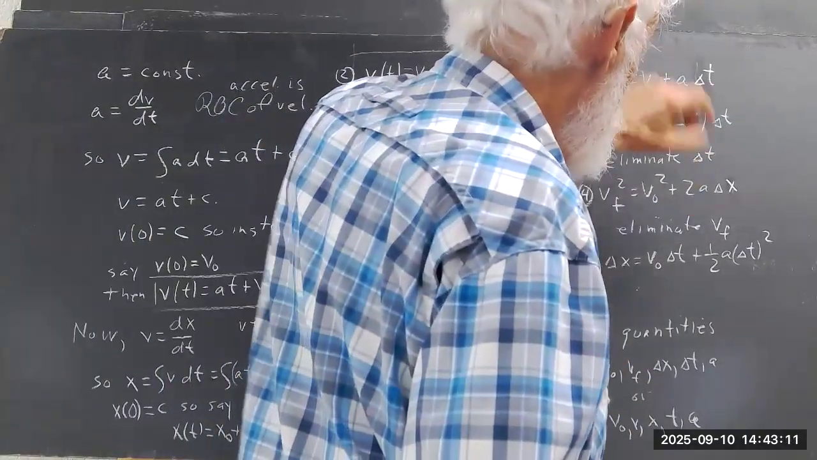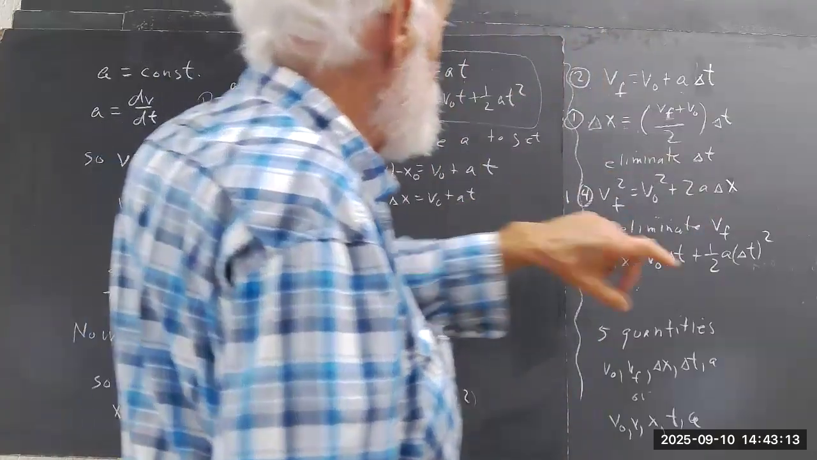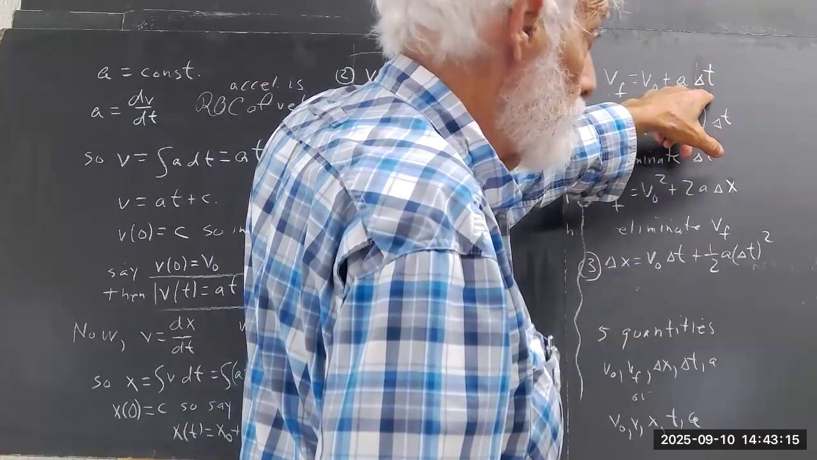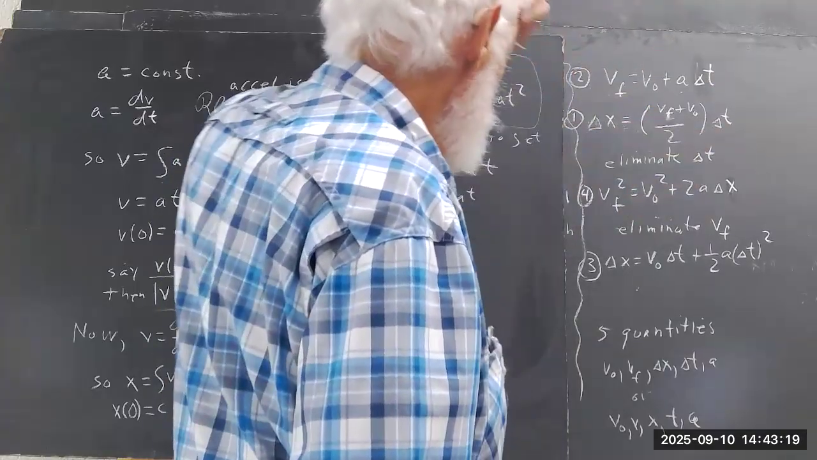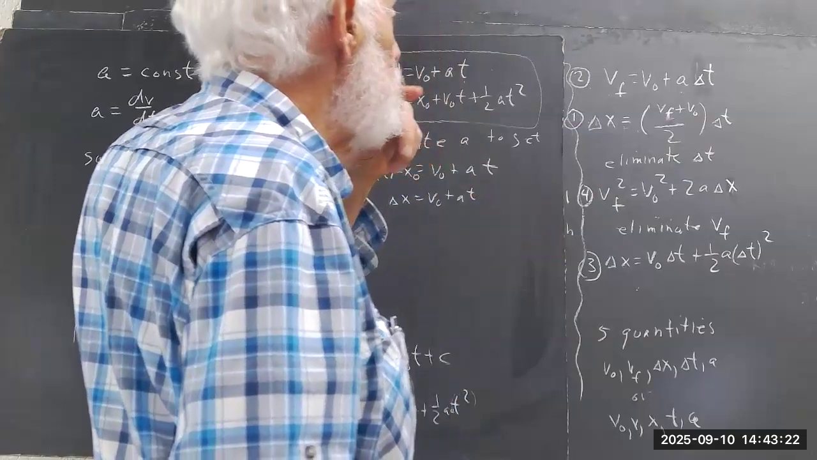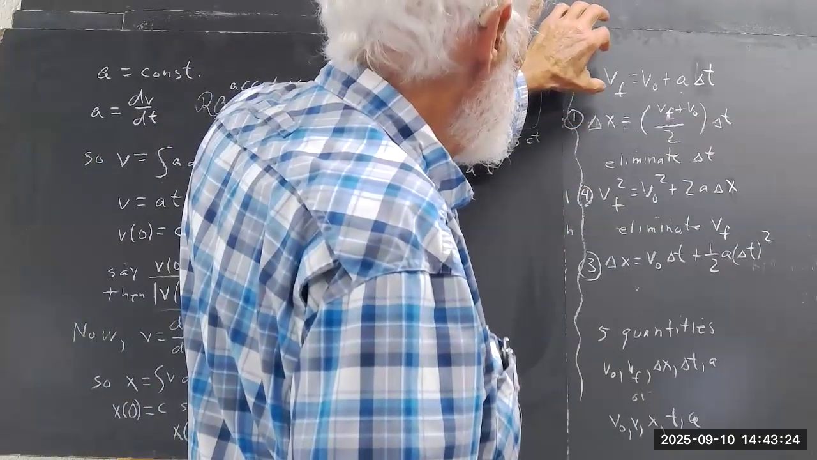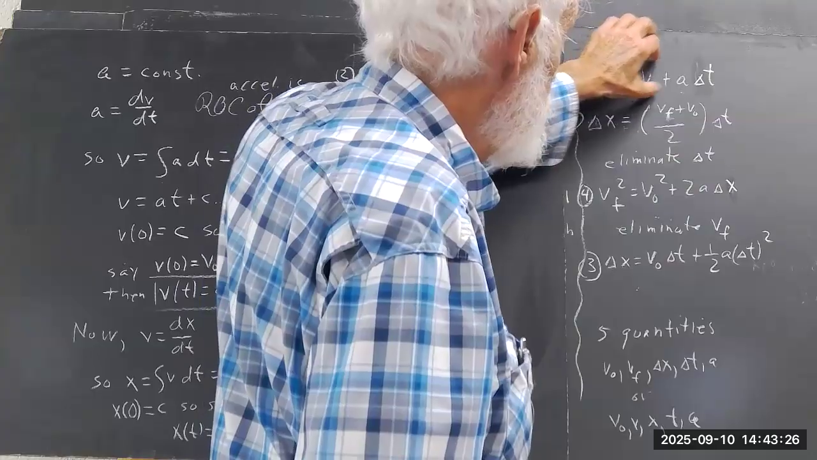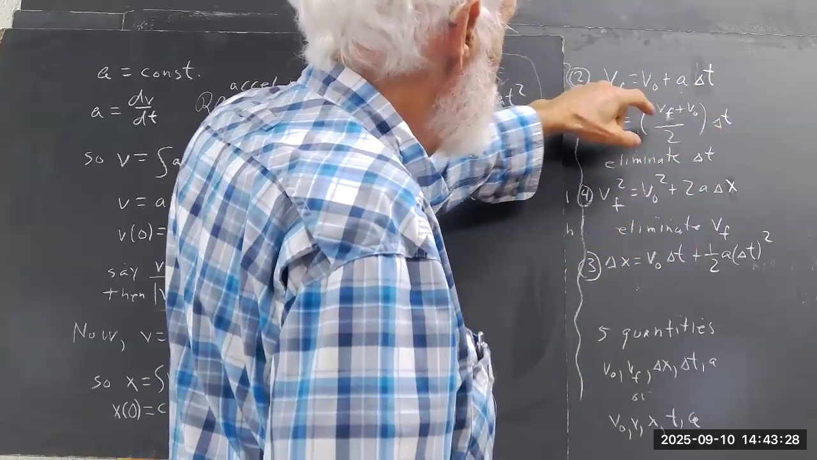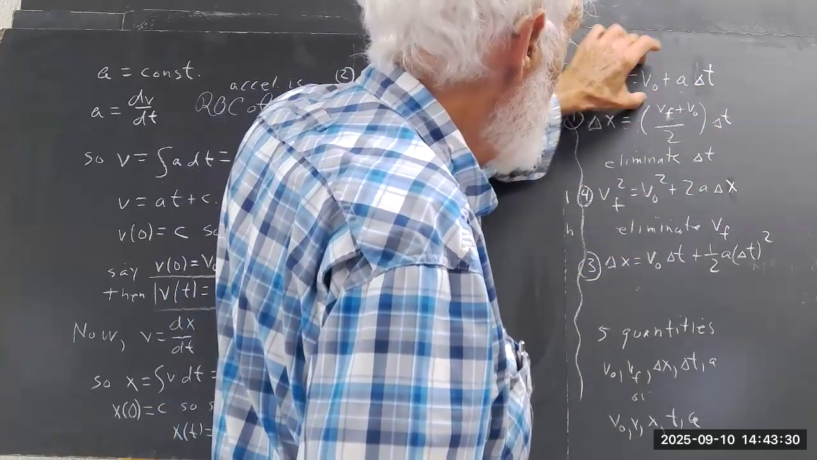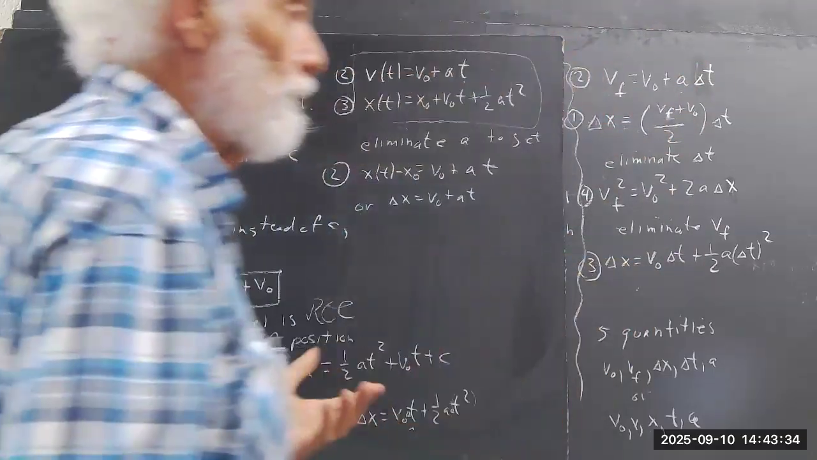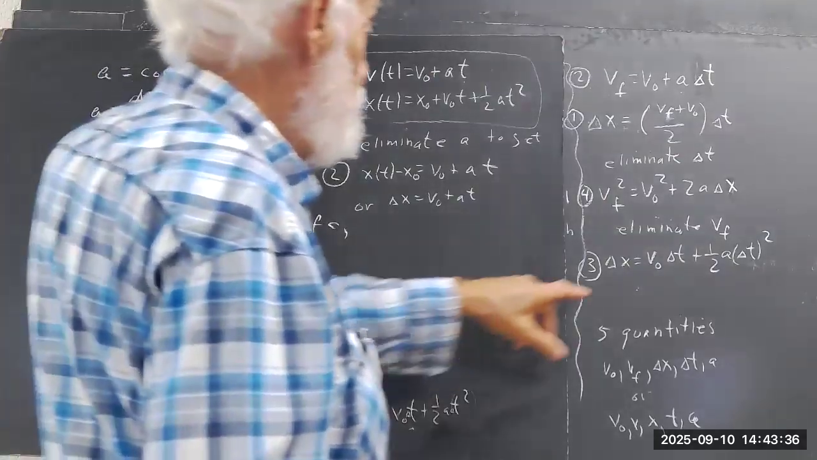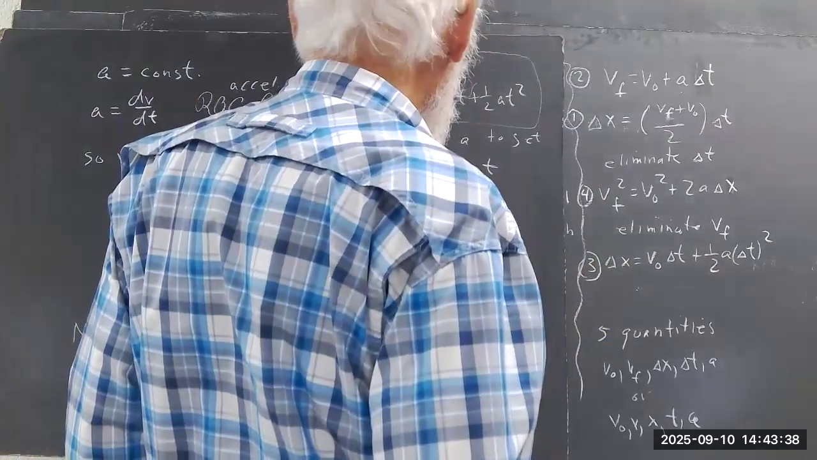elimination of delta T between these two equations. In other words, solving, let's say, the first equation, which is the easier, for delta T, and then plugging the result in here gives us this equation. And then just plugging VF equals V naught plus A delta T into the second equation, replacing VF by this expression and doing a little simple algebra, gives us this equation.